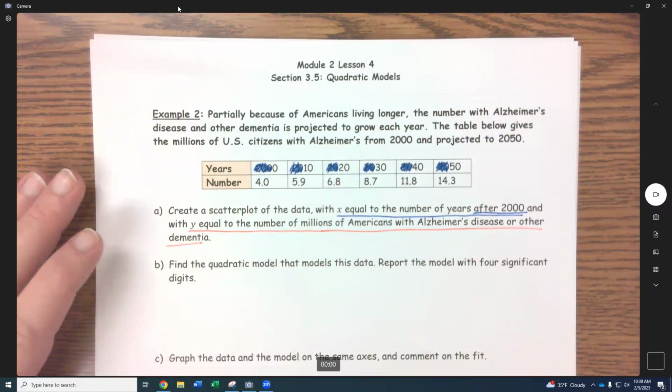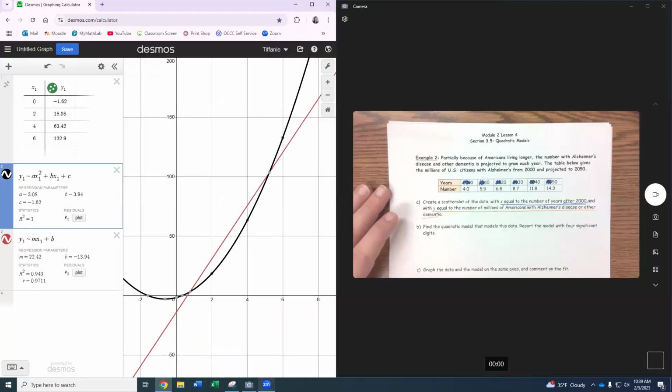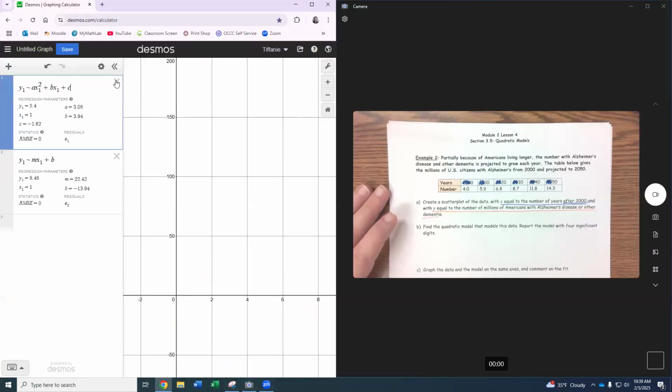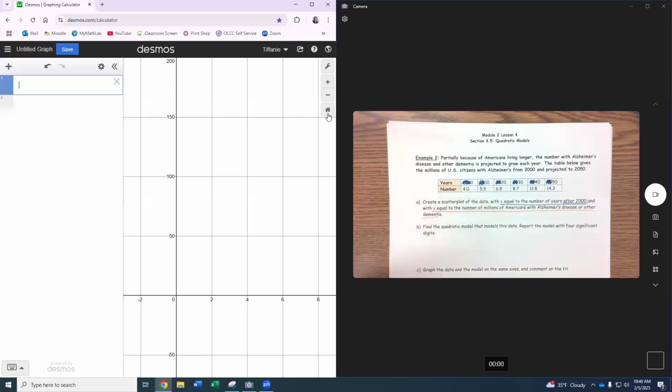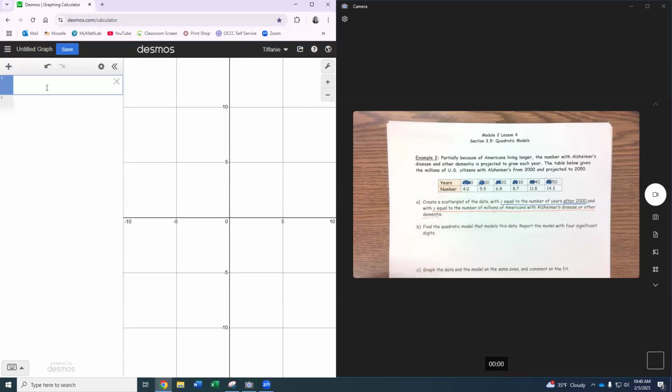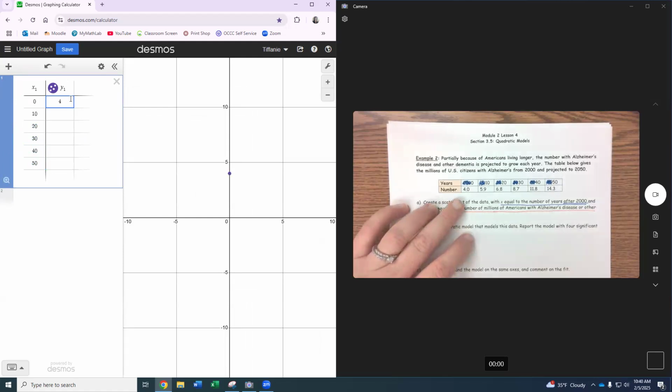And so let me split screens here. And I'm going to get rid of all this. This was the last problem for example one. I want to just go back to home right here. And let's create the scatter plot. So add an item, table, and enter your numbers. And once we do 0 and 10, it's going to start guessing on us. And so then let's put in our Y values.